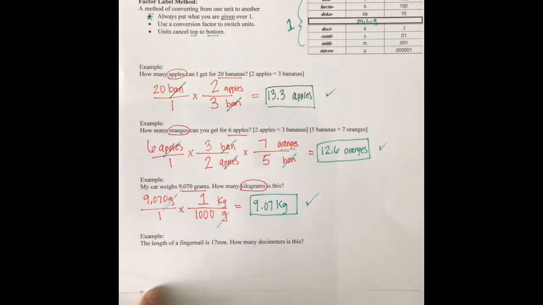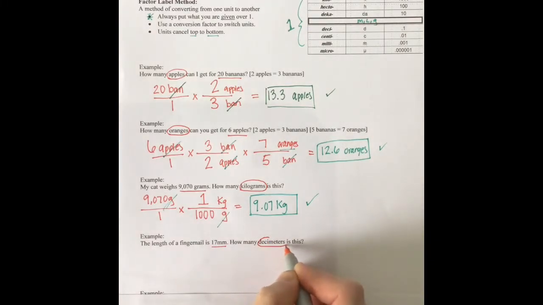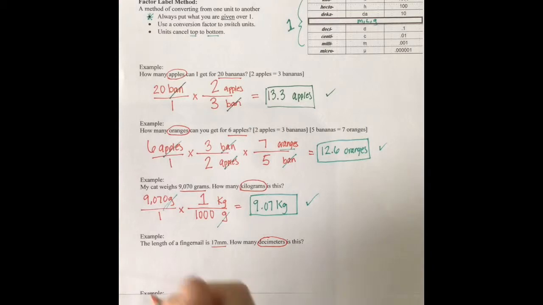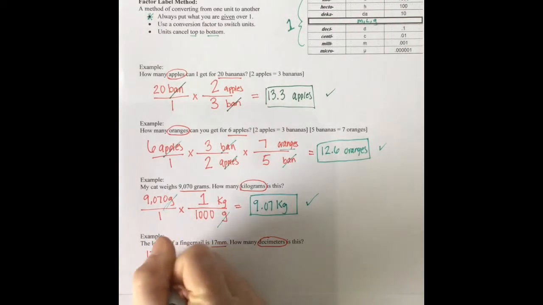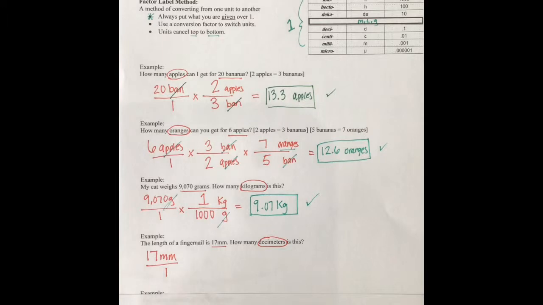Okay, I'd like you to take a second to begin setting up the next example. The length of a fingernail is 17 millimeters. How many decimeters is this? Okay, so I'm going to take my given and put it over 1.